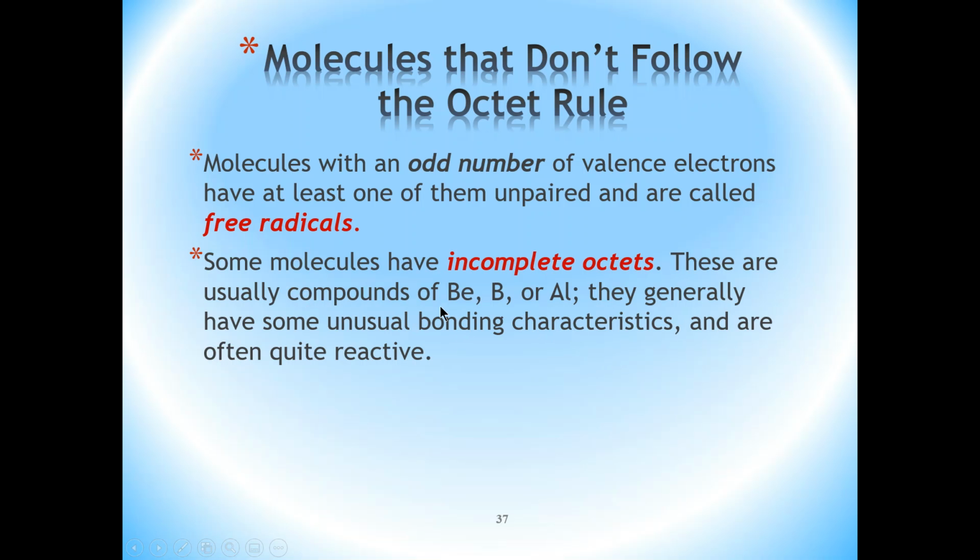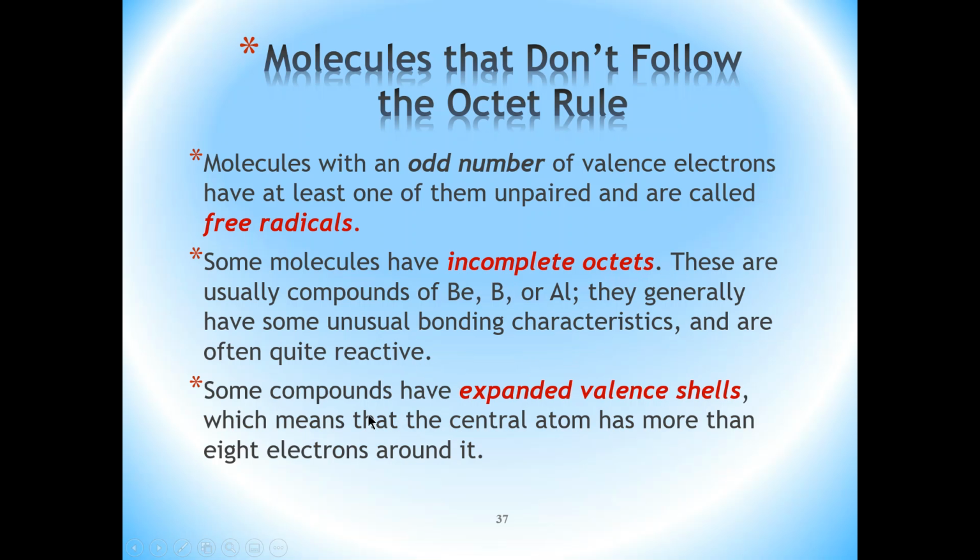There are other situations where molecules will have incomplete octets, right? These are usually compounds of beryllium, boron, and aluminum. As a result, they have some very unusual characteristics in terms of their bonding structure, and they're also very reactive. The main reason they're very reactive is because they have an incomplete octet, and they will try, in their reactions, to gain enough electrons to complete their octets, all right?